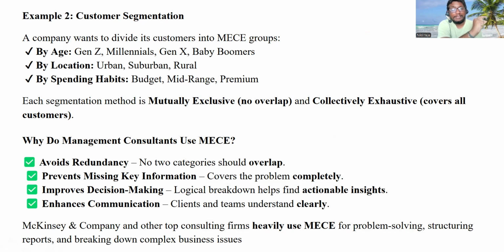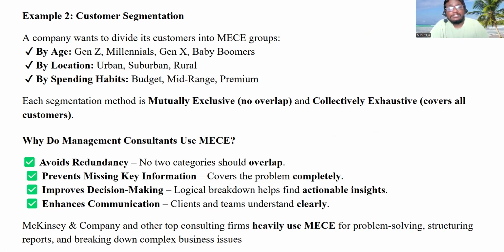So first category is by age. Second category is by location. Third category is by spending habits. So a company has divided its customers into different categories. These are mutually exclusive, right? Mutually exclusive means there are no overlaps between different segments, different categories. And collectively exhaustive covers all the customers, right? So that is a customer segmentation example.